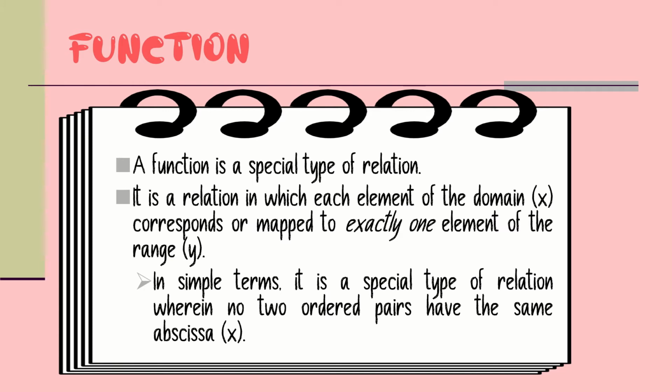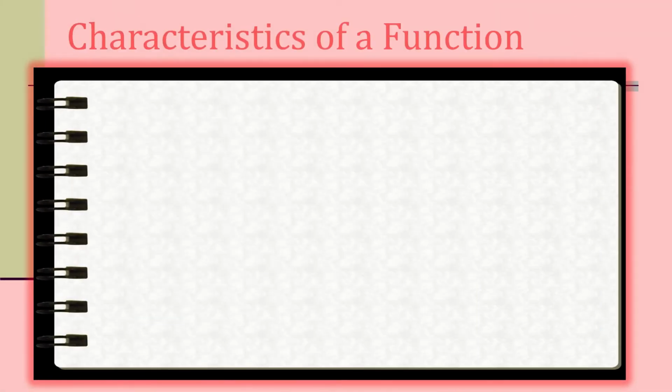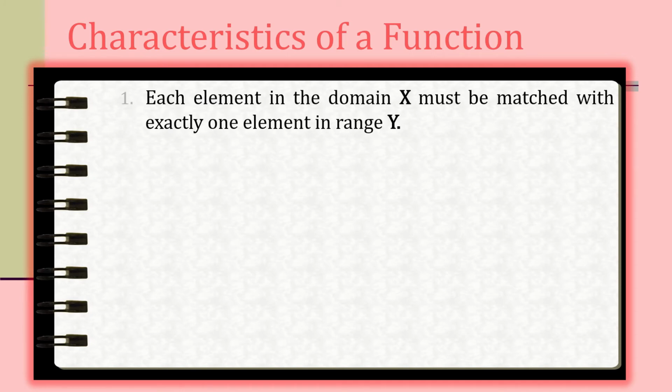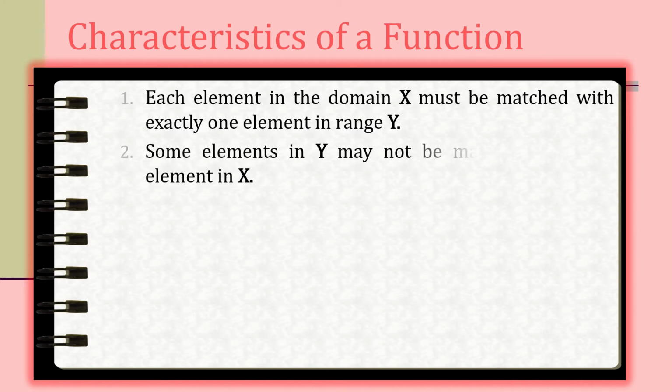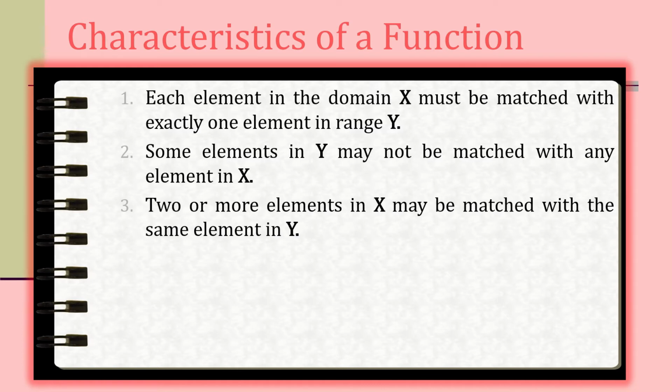The following characteristics of a function will help us decide when we test for a function when two sets of numbers are given. Here are the characteristics of a function. Number 1, each element in the domain X must be matched with exactly one element in range Y. Number 2, some elements in Y may not be matched with any element in X. And the third characteristic, two or more elements in X may be matched with the same element in Y.